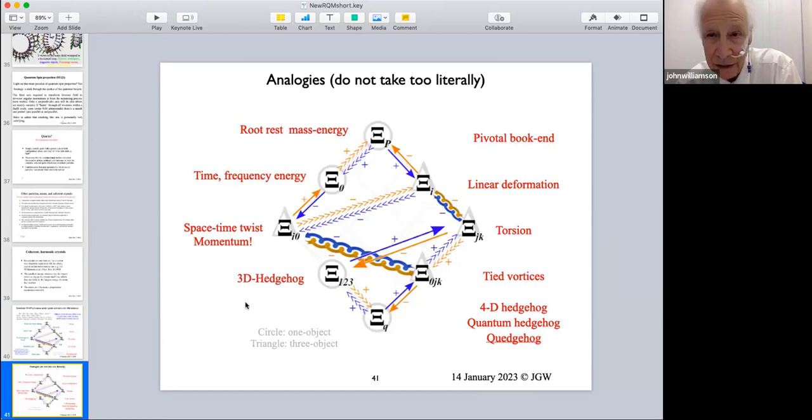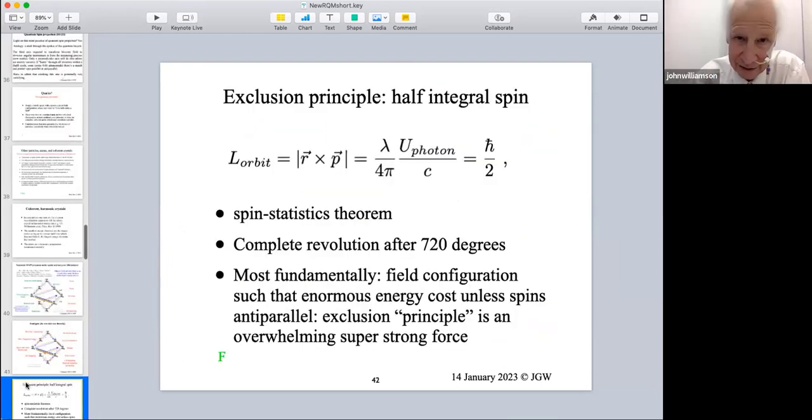They're analogies. You can think of the pivot and the quadrivector as being sort of pivotal bookends to this thing of time, frequency, and energy as being a linear deformation of space-time, of this being a sort of torsion of space-time, and this being a twist, space-time twist, the momentum. This being a tied vortex, and this being a four-dimensional hedgehog. Don't take these things too seriously.